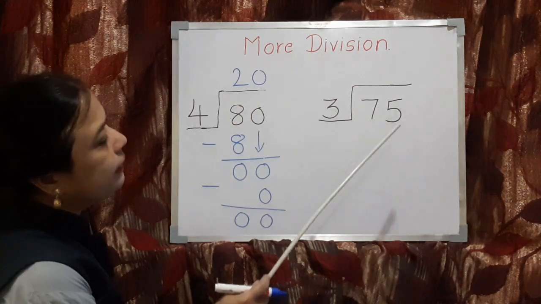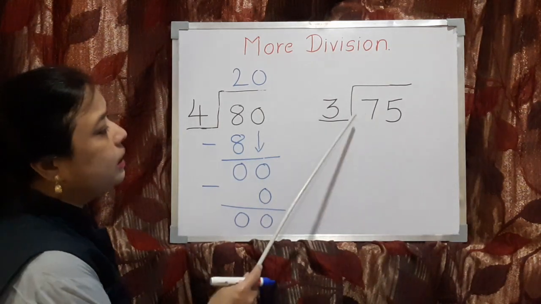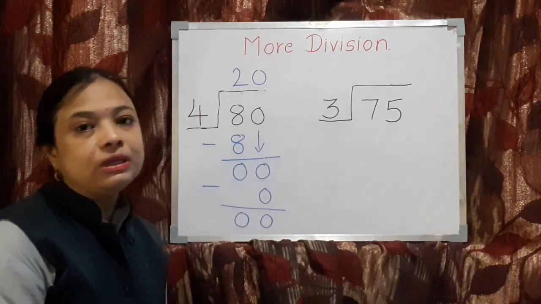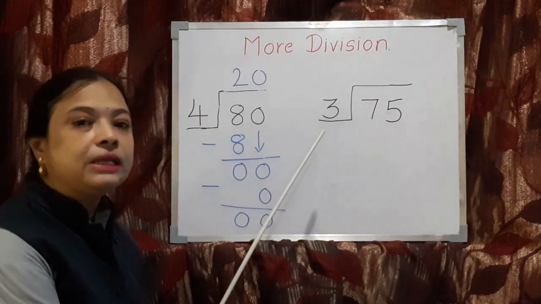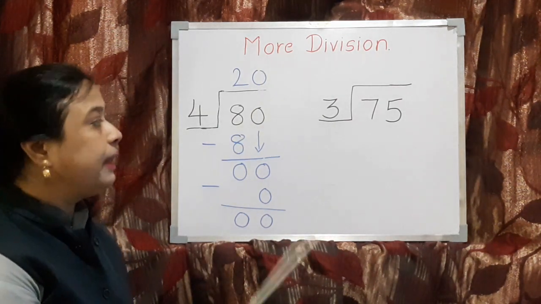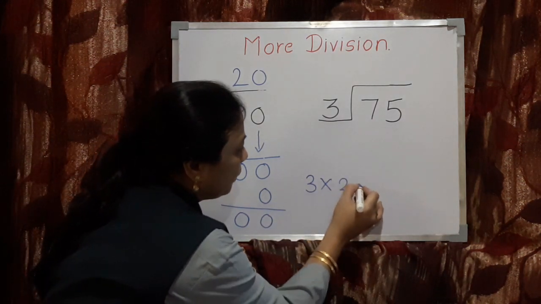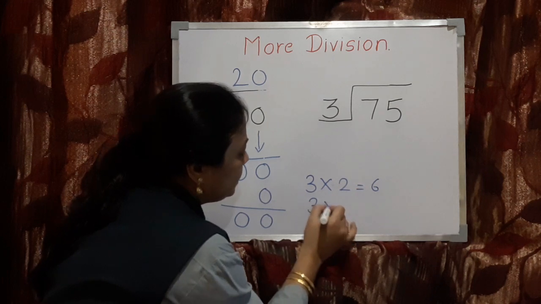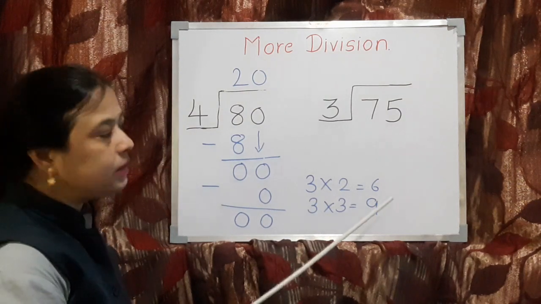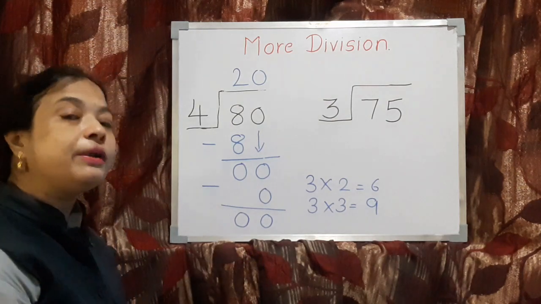Okay. Now look here. 75 divided by 3. Here 7 is bigger than 3. So now children, what will we do in this type of sum? When you say the table of 3, 3 ones are 3, 3 twos are 6 and 3 threes are 9. So here 7 is not coming in the 3 table, right? See, 3 twos are 6 and 3 threes are 9, but here 7 is given. So what will we do here?